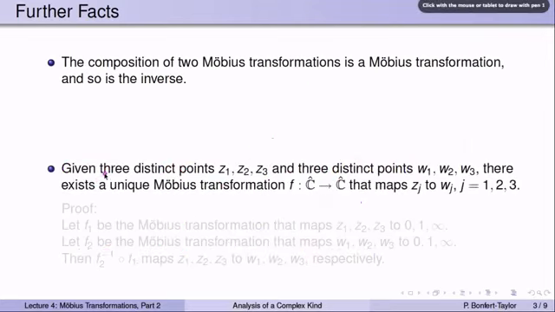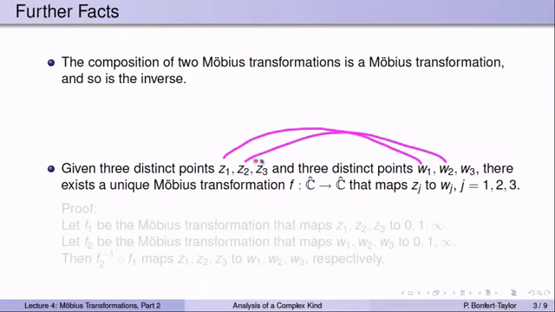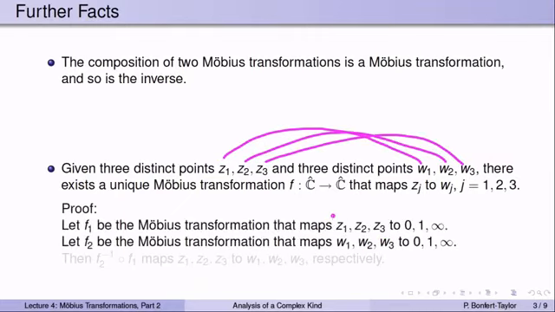Now we're able to show the following. Given three distinct points, z1, z2, and z3, and three other distinct points, w1, w2, and w3, there's a unique Möbius transformation that maps z1 to w1, z2 to w2, and z3 to w3. And it's very easy to see that given the facts we already proved. Here's how you do this. First of all, we know that there's a Möbius transformation f1 that maps z1 to 0, z2 to 1, and z3 to infinity. Similarly, there's a Möbius transformation f2 that does that for the w's, that maps w1 to 0, w2 to 1, and w3 to infinity.